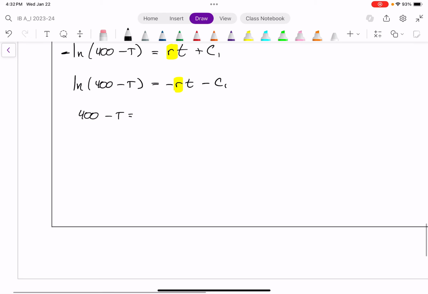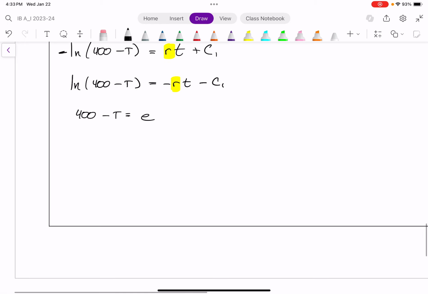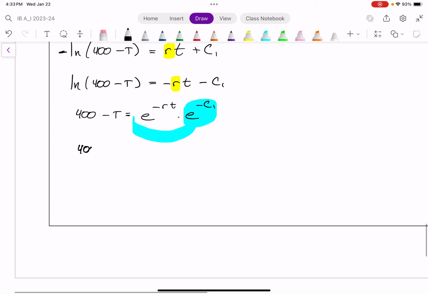minus t on one side, and on this side I have e to the negative RT times e to the negative C1. That's it. Like we've seen before, this here is a constant that I'm just going to call C, and I'm going to write it as a coefficient in the front. And so I now have 400 minus t equals C times e to the negative RT.